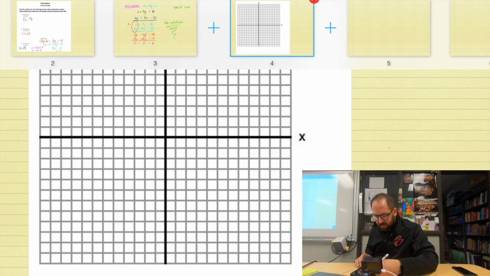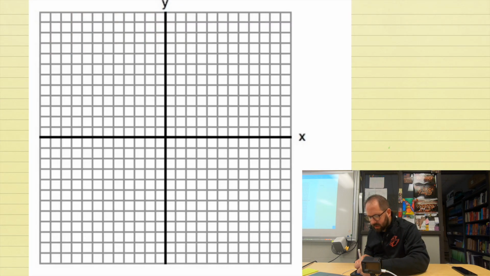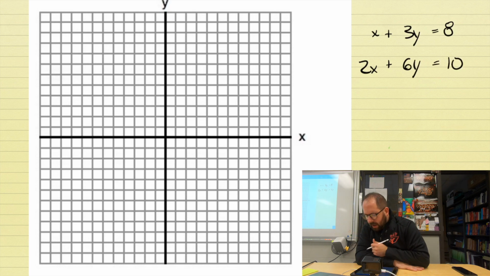I'm going to write down those problems again. Can somebody tell me what the top one was? It was x plus 3y is equal to, was it 10? It was 8. 8? And what was that second line? It was 2x plus 6y is equal to 10? Okay. That was it? All right. I'm going to graph these just so you can see them.